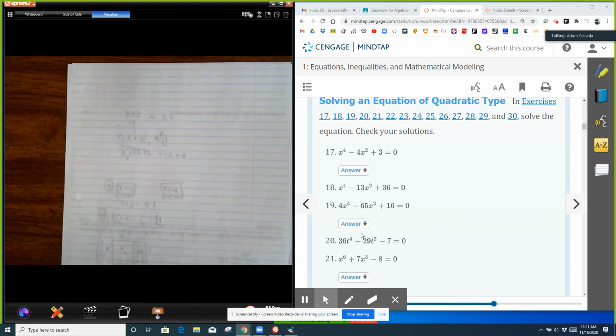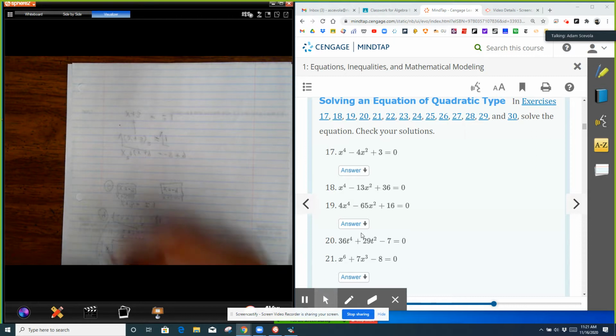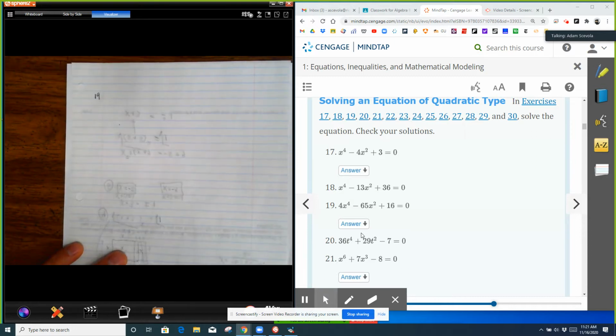All right, number 19, we have to solve the equation, and we want to check our solutions. You never know, there might be an extraneous solution. All right, and we can check that with a calculator. So for 19, we don't have a quadratic, but we have something that we can treat as a quadratic.